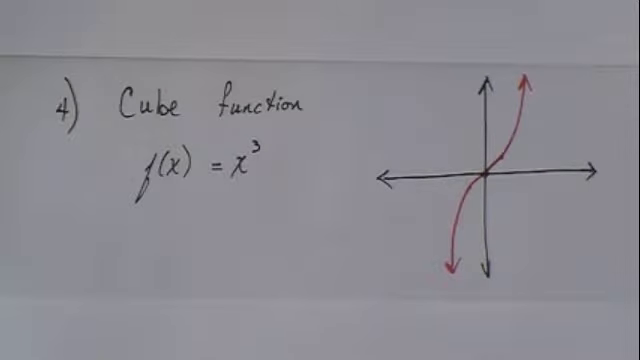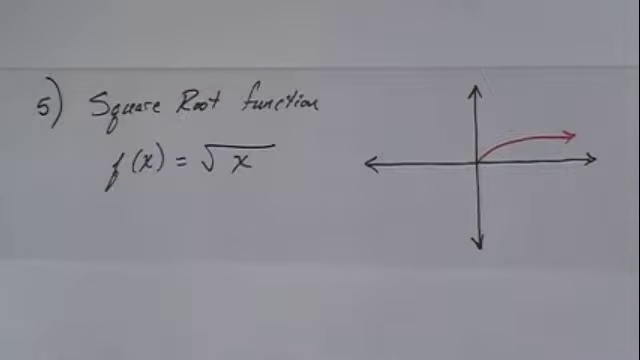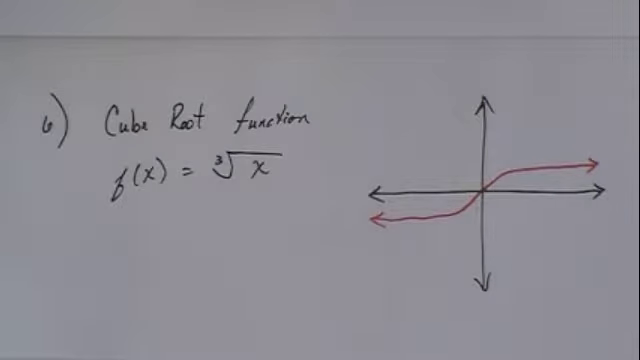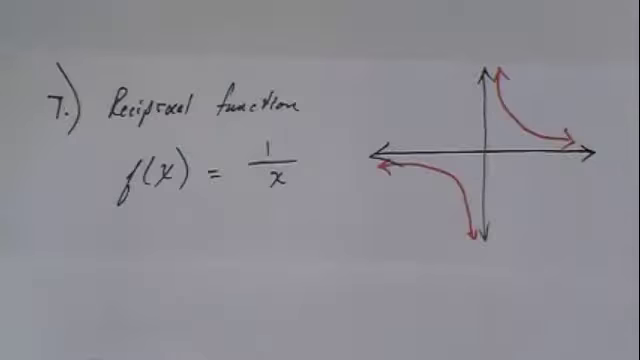Our next function is the cube function, f of x equals x cubed. This is a square root function where f of x is equal to the square root of x. Our sixth function is the cube root function. Here f of x is equal to the cube root of x. Our seventh function is the reciprocal function. Here f of x is equal to 1 divided by x.